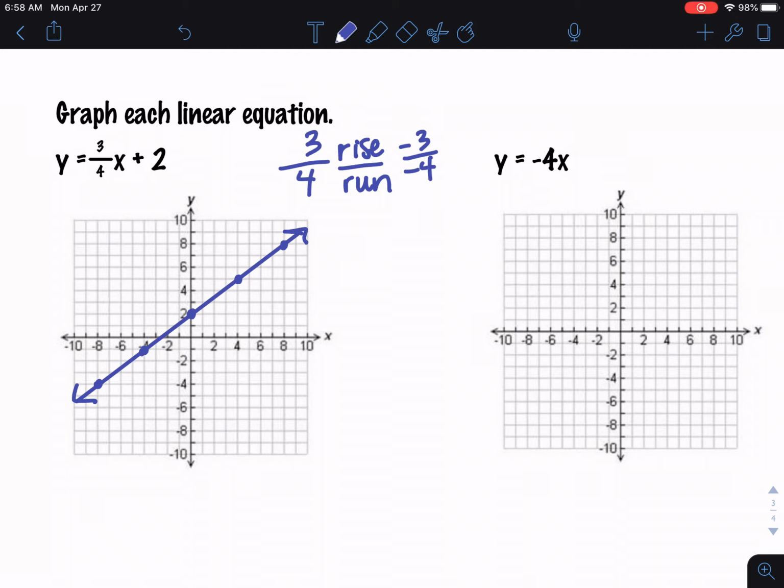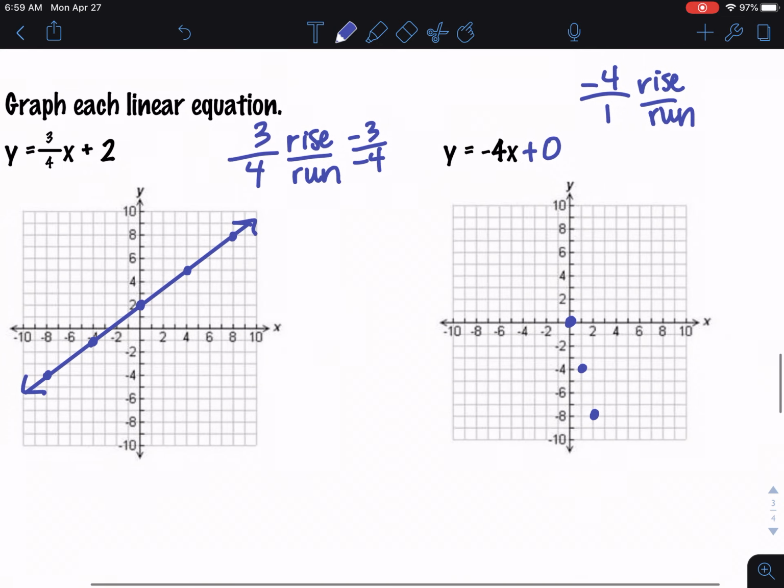In this next example, remember this is really saying plus 0, so the equation of this line is going to be crossing the y-axis right at the origin at 0. My slope is negative 4. One way to write negative 4 as a fraction is negative 4 over 1. That's going to help me visualize my rise and run. So that's telling me to go down 4 and 1 to the right. Down 4 and 1 to the right.